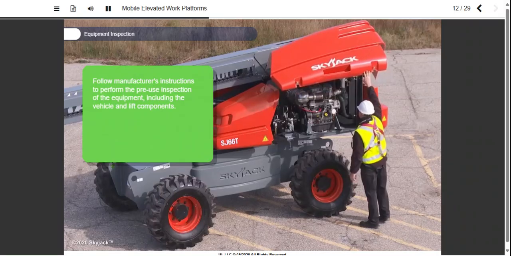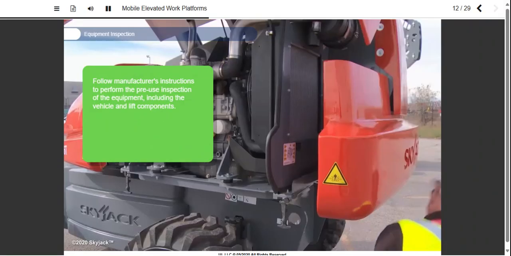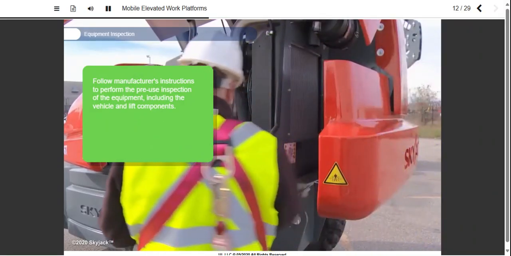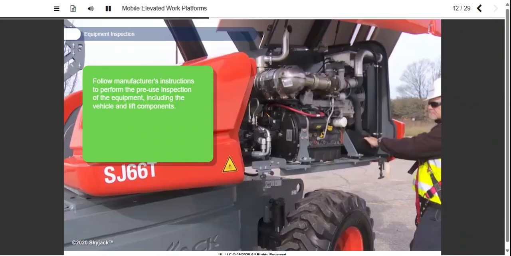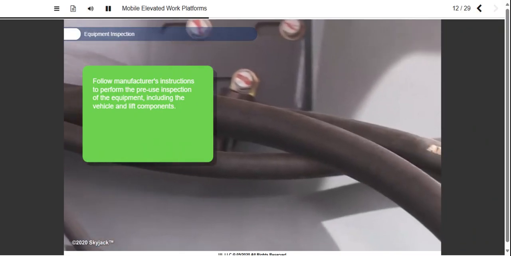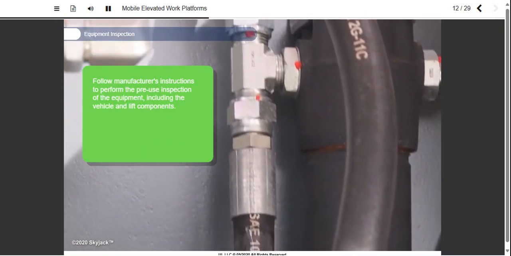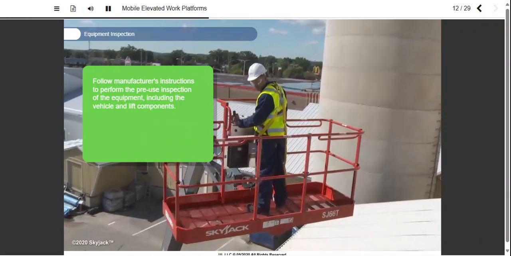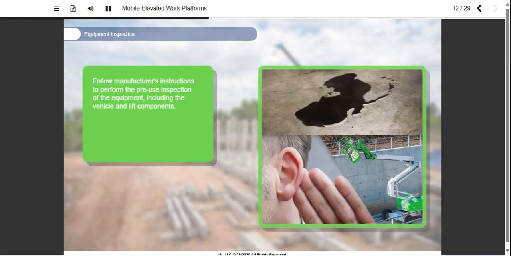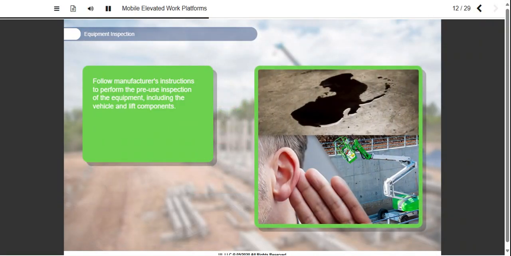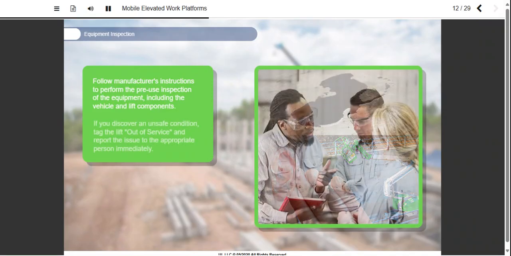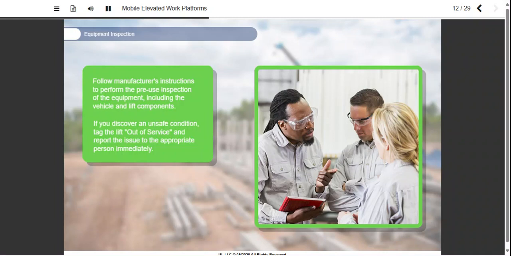You do not want to discover problems with a mobile elevated work platform when you are already on it and in the air. That's why it's important that you follow the manufacturer's instructions to perform a pre-use inspection of the vehicle and the lift components. Only use lifts that have passed inspection. Issues such as leaking fluids, hissing or grinding sounds, and erratic movement are cause for concern. If you discover an unsafe condition, tag the lift out of service and report the issue to the appropriate person immediately.